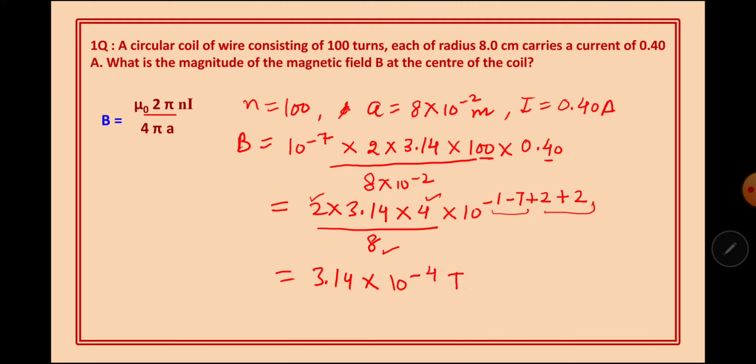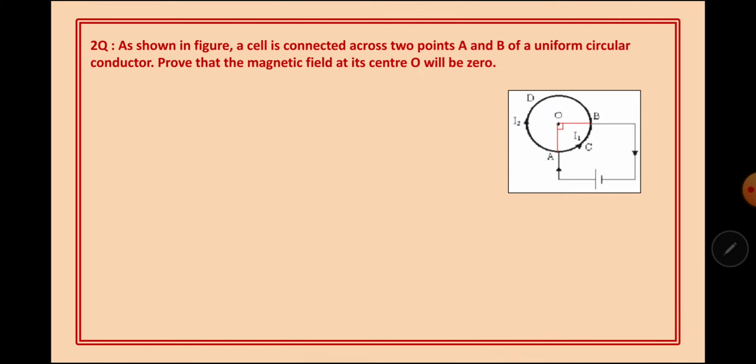SI unit of magnetic field strength is Tesla. So my answer will turn out to be in Tesla. So this is my final answer for this question. Now let's move on to second question.